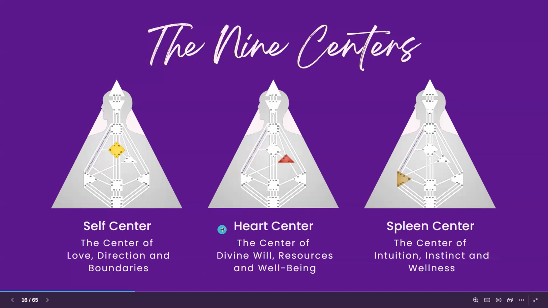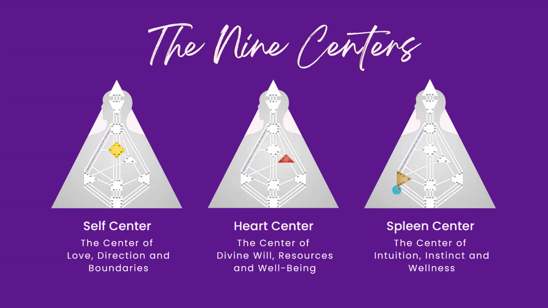So the heart center is the next. It's this little red triangle here on the right. And this is the center of being open to and following divine will, having resources that we need in our life, and it offers a state of well-being, like a feeling of self-worth and self-value. And the next, we're going to go over the chakras when we go through, I'll wait on that one. But the self center and the heart center can be related to each other through the heart chakra.